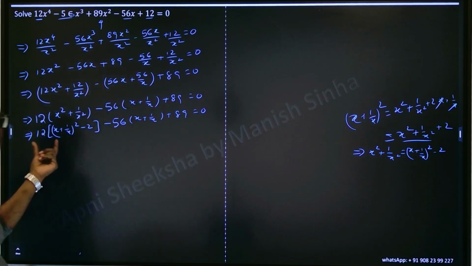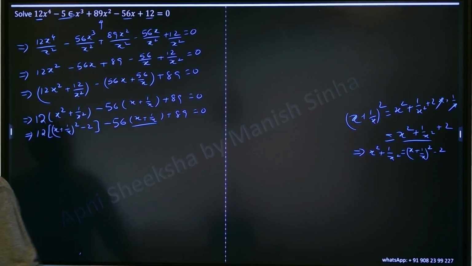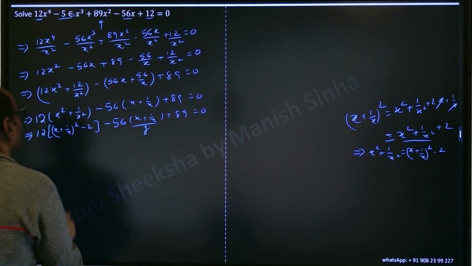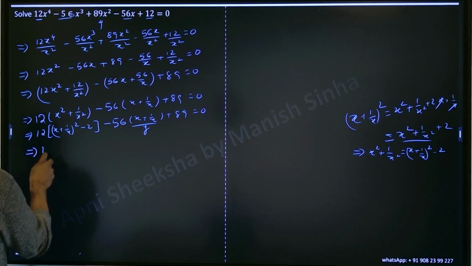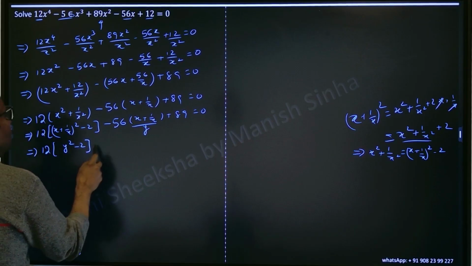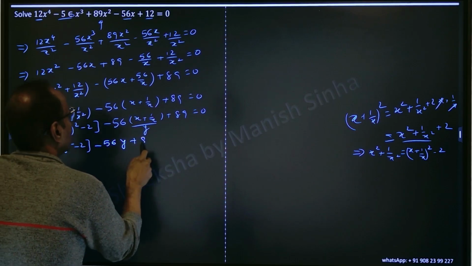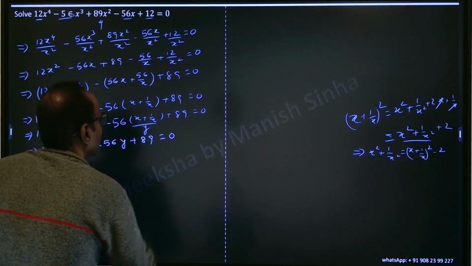So you can see it's a good pattern now. If we assume x plus 1 by x as y, so your equation is 12 y square minus 2, 56 y plus 89 is equal to 0.